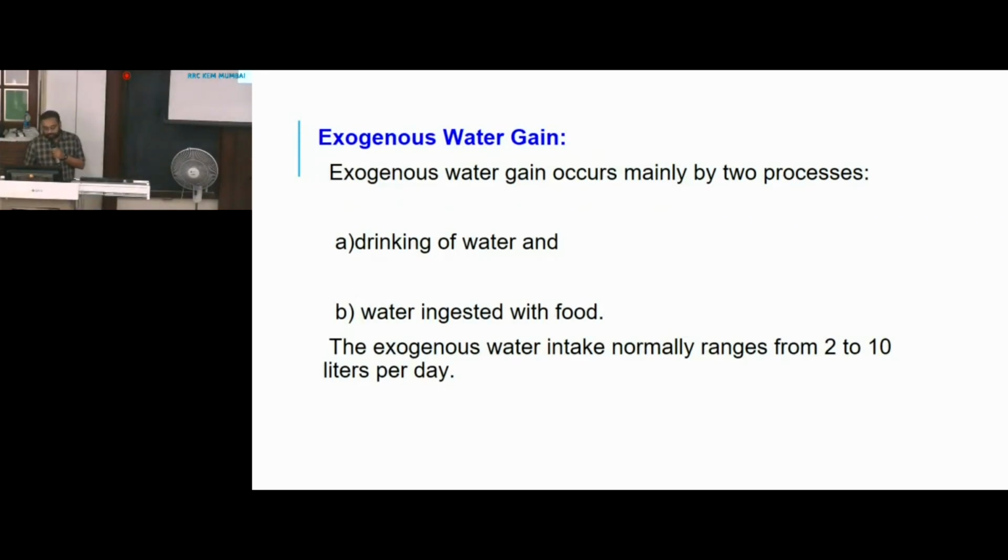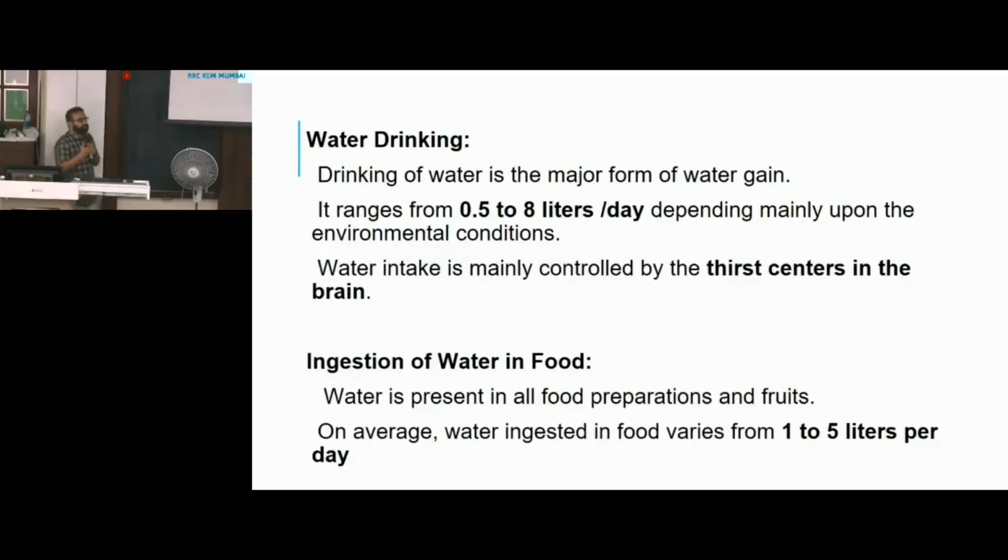Okay, so exogenous water intake normally ranges from 2 to 10 liters per day, depends on the person. Okay, so how much water we usually drink? You are currently drinking the water. Okay, you can drink, I am not asking you to stop. Okay, this is water drinking class. So how much water we drink usually? It ranges from half liter to 8 liters per day. It varies from person to person, and depends on the activation of the thirst centers in the brain.